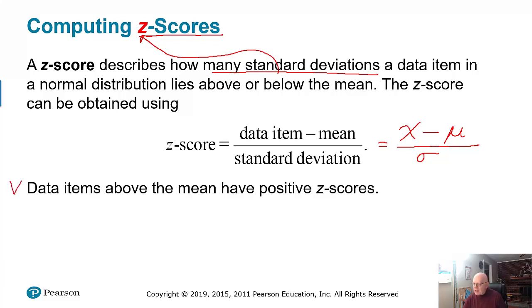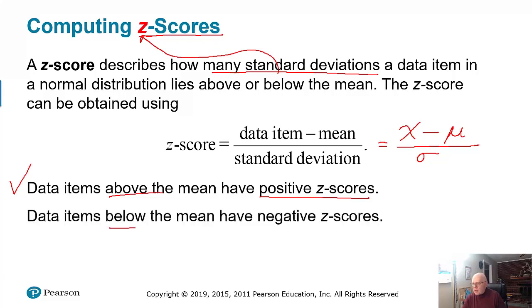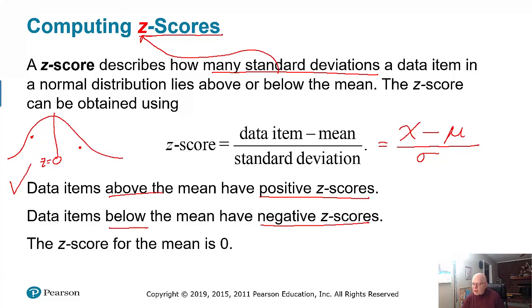A good thing to keep in mind is that data items above the mean have positive z-scores. Data items below the mean have negative z-scores. So if you go back to a picture again, this is where you have a z of 0 because it's not above or below the mean. Items over here have positive z-scores because they're above the mean. Data items over here are below the mean, so they have negative z-scores. Put the picture and the concept together. Remember also that data items above the mean have positive z-scores, below have negative z-scores, and the z-score in the middle is exactly 0.